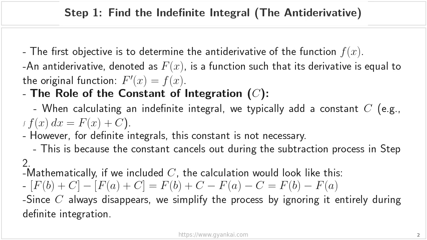Because of this cancellation, we can save ourselves a step and just ignore the constant of integration, c, when calculating definite integrals. It simplifies the process without affecting the final answer. Remember this, as it's a common mistake students make. We'll be applying this in the examples coming up, so make sure you understand this concept thoroughly.